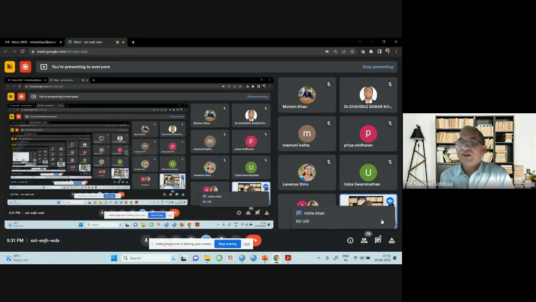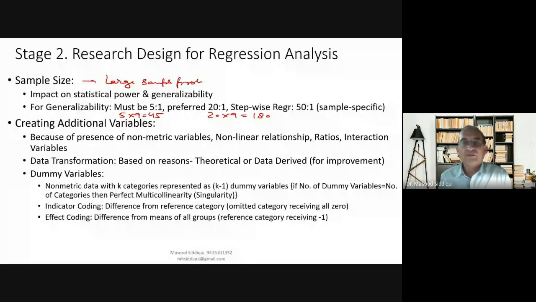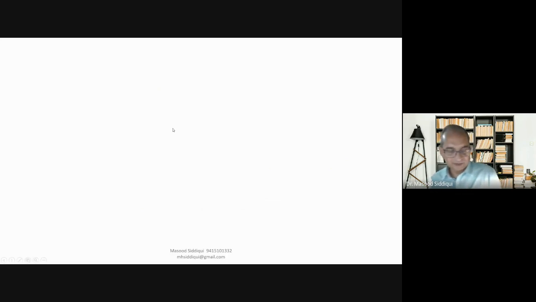Okay. Now we will be discussing this output, right? So for that purpose, let us go back to the PPT and we will be discussing. Now we are discussing steps in the regression analysis on this whiteboard.